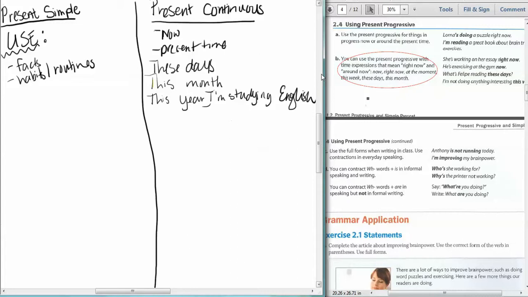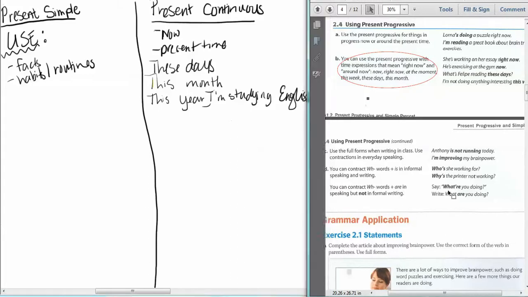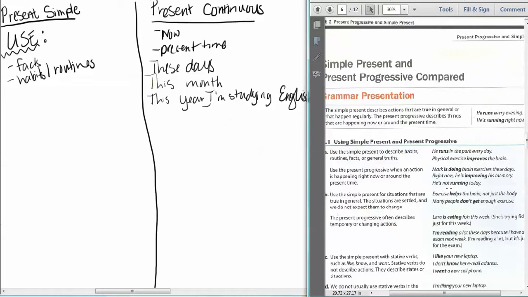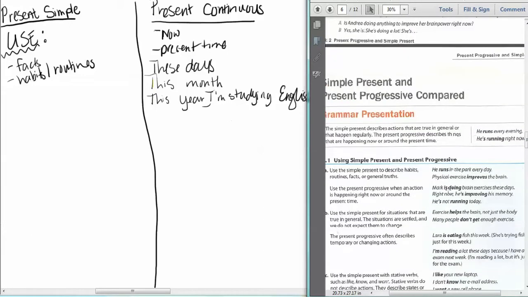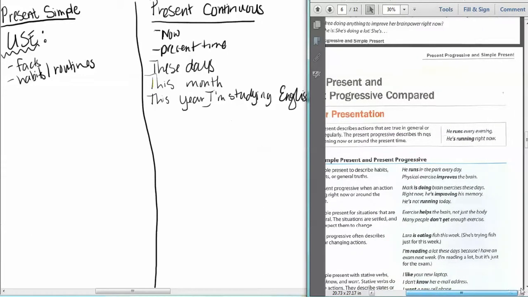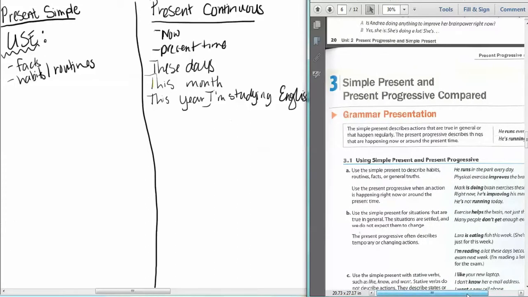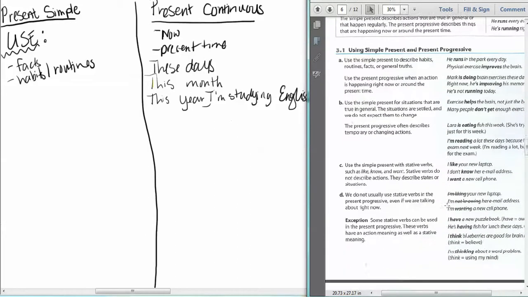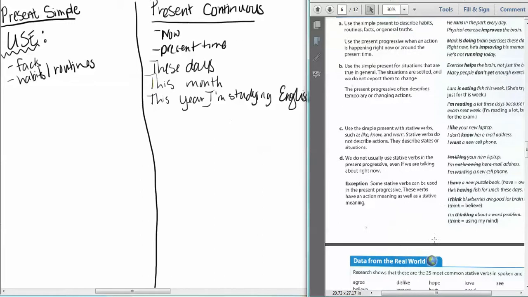Alright, so the other thing is that we did all this last week, if you had gone into your book. If you look at page 21, all right, so here we have where it says, use the simple present to describe habits, routines, facts, general truths. That's what I just said. When it happens right now or around the present time. This is what I just said. Use the simple present for situations that are true in general. The situations are settled and we do not expect them to change.